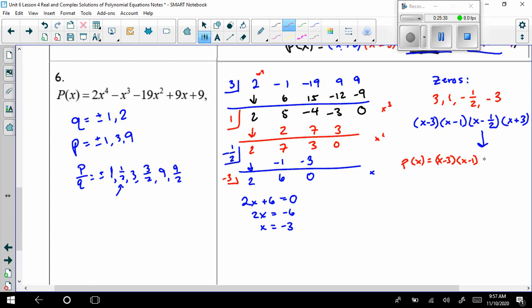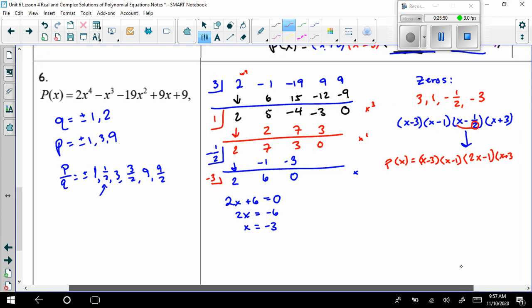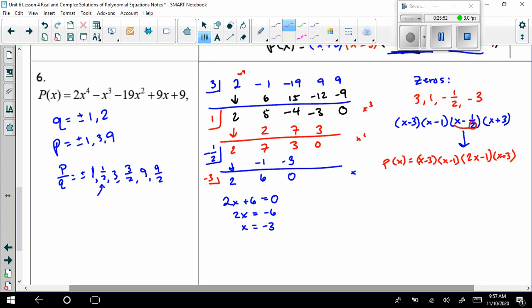All of these just have a multiplicity of 1. This 2 is going to move to the front, like I'm multiplying everything in this factor by 2. And then I've got it. Okay, so there's my factorization for this problem. All right.